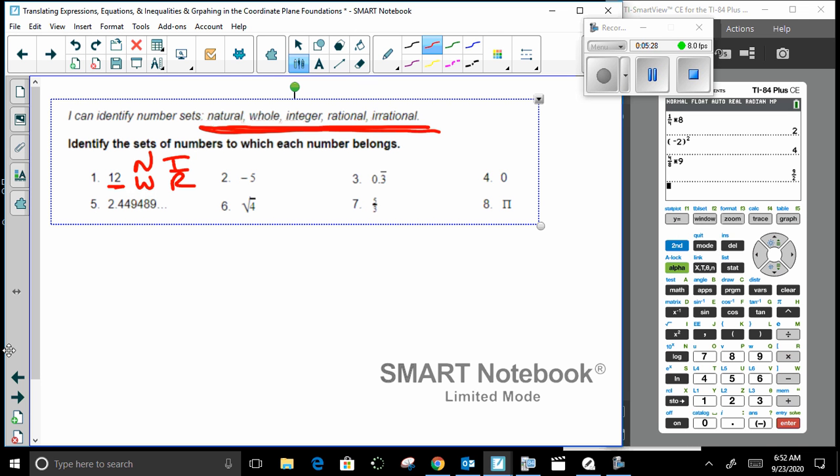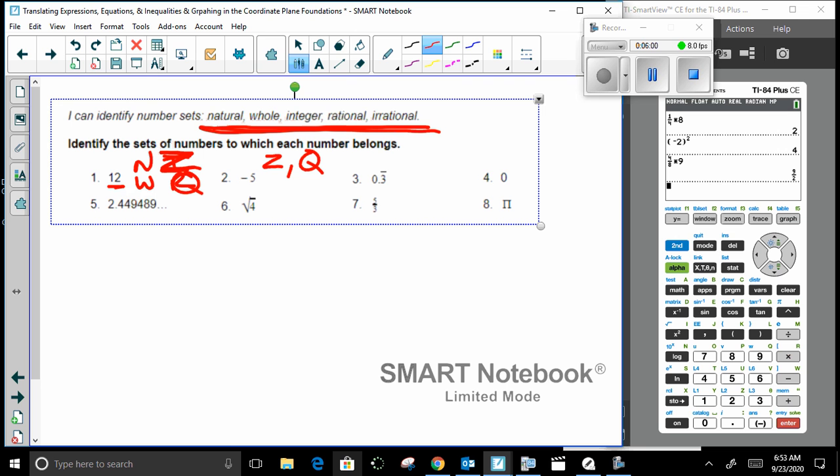Is -5 a natural? Oops. Rational is really Q. R is your real. And technically, Z is really an integer. I is your irrational. So 12 is a natural, a whole, an integer, and a rational. -5 is not a natural, it's not a whole. -5 is an integer. So put my Z for integer. And -5 is rational. If it's rational, it cannot be irrational.